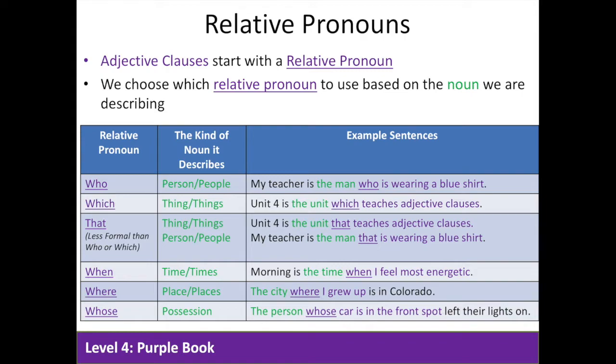We use the relative pronoun when when our adjective clause describes time. We use where, the relative pronoun, when our adjective clause describes places. And we use the relative pronoun whose when our adjective clause describes possession. Take a moment to pause the video and have a look at the chart. Practice writing a few sentences of your own using each relative pronoun.